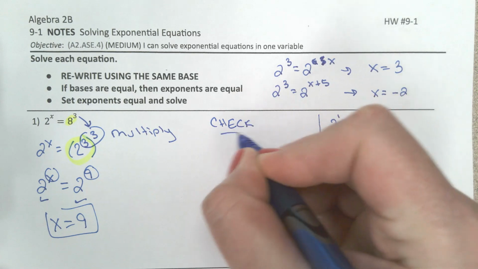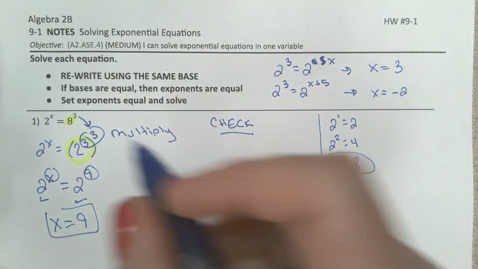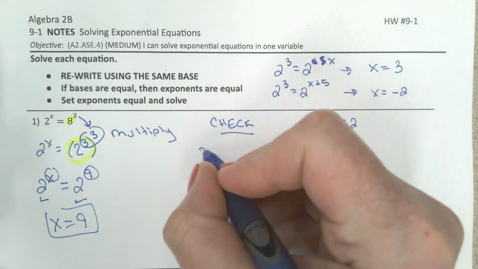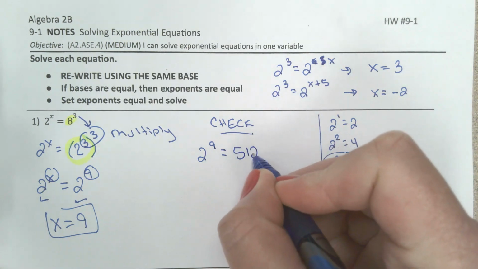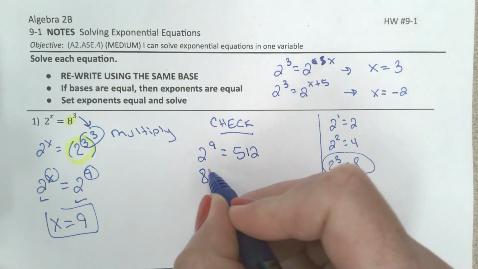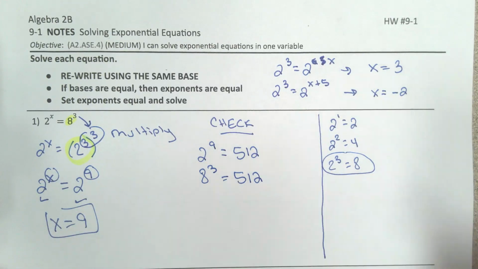Let's learn how to check this because that was kind of random what just happened. Okay, so x equals 9, so I have 2 to the 9th. So I plug that into my calculator, and that is 512. 8 to the third, I plug that into my calculator, and that was also 512. So 9 must be the correct answer on here.